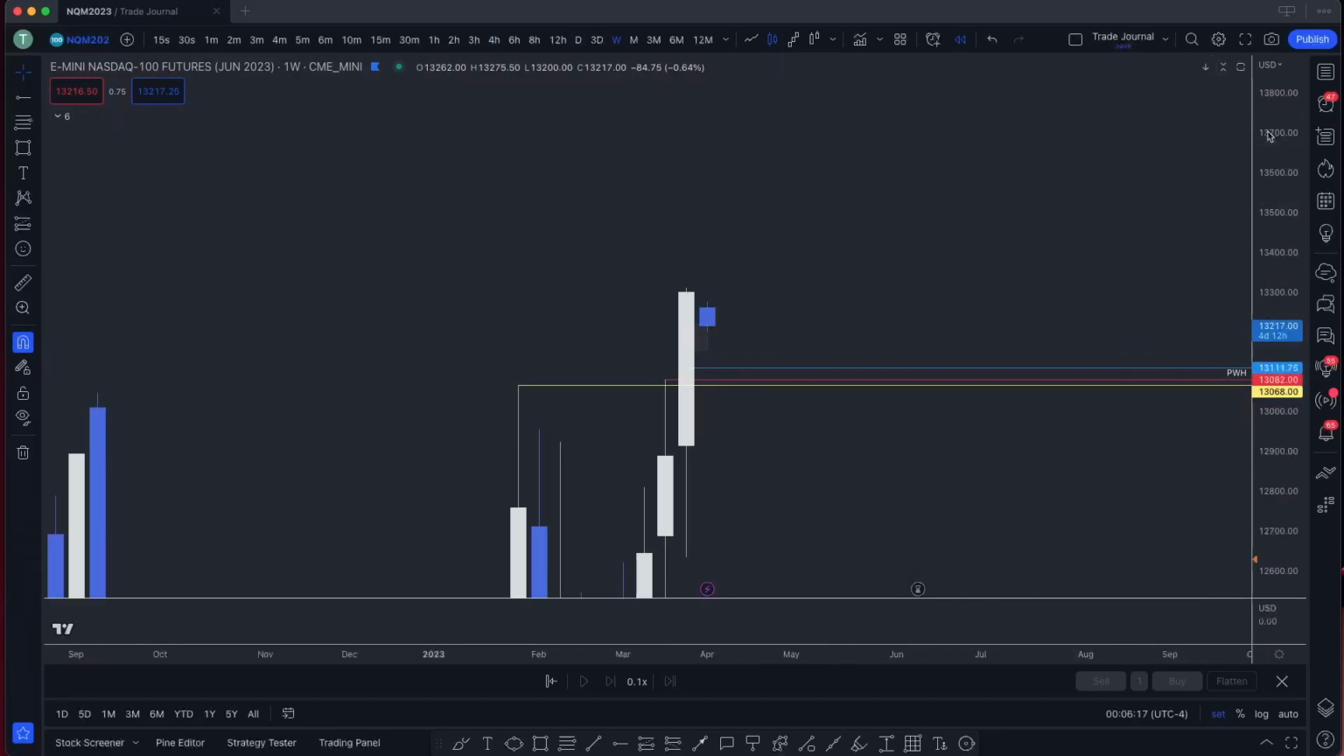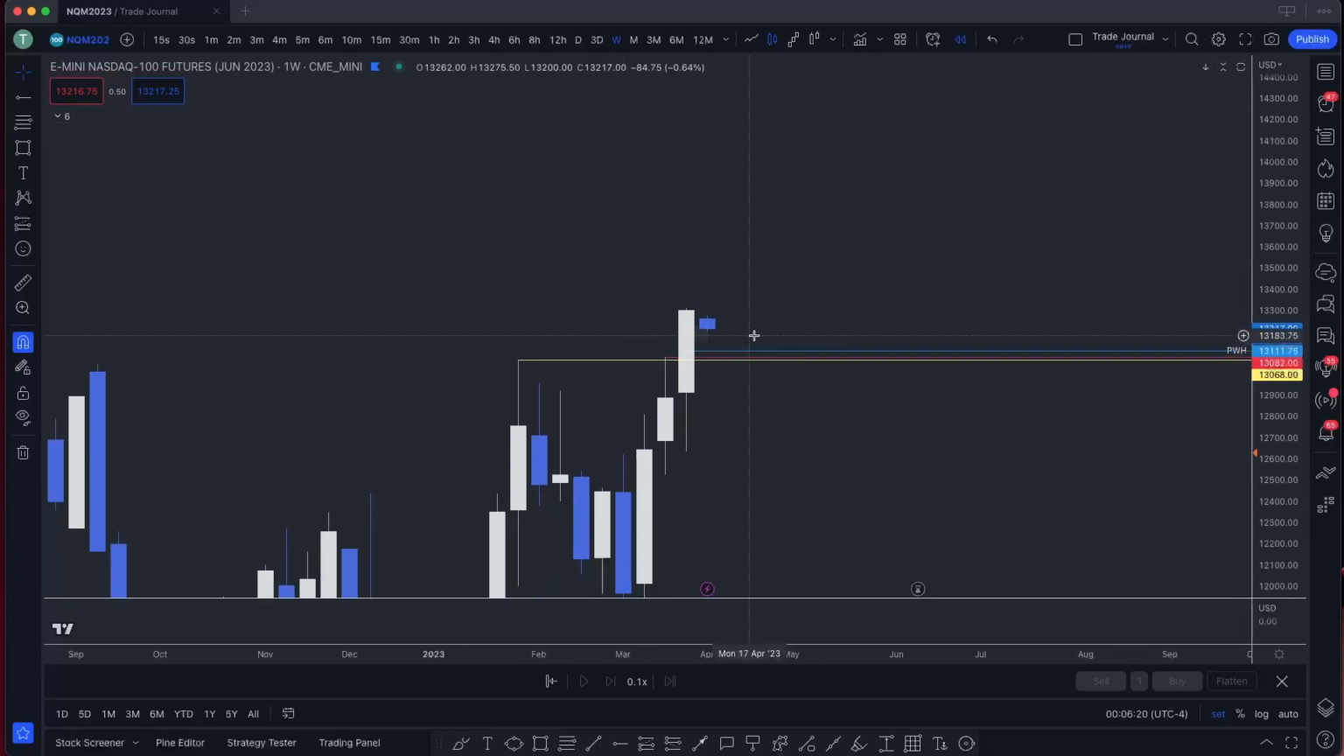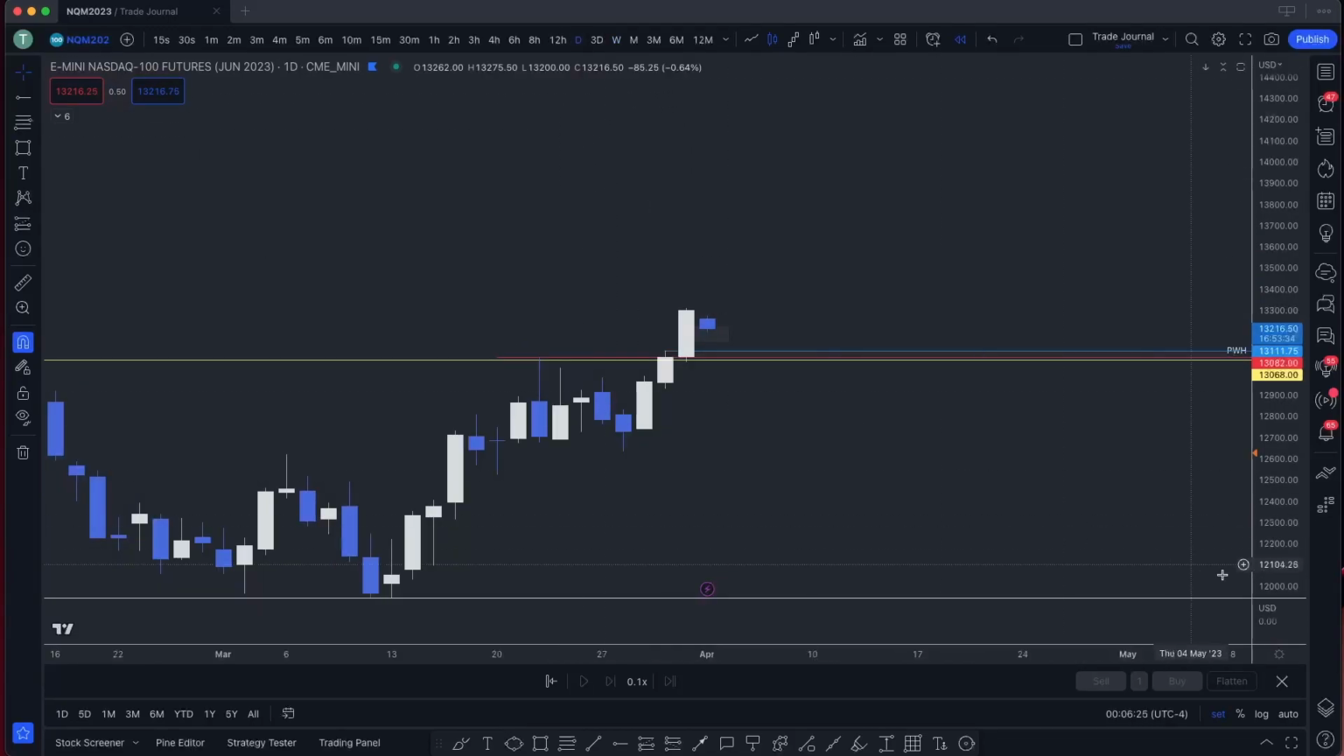So where could we be going? We know that the low of the week could be anywhere. It could come deeper. It could come into this volume imbalance. Who's to say? We don't really know.